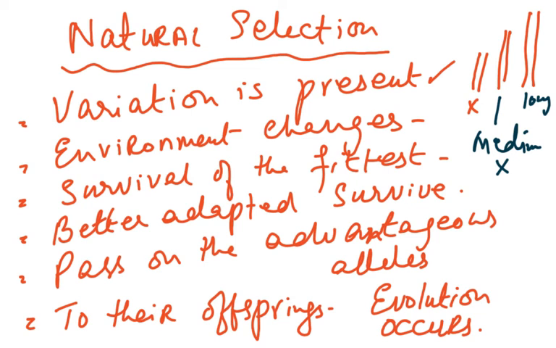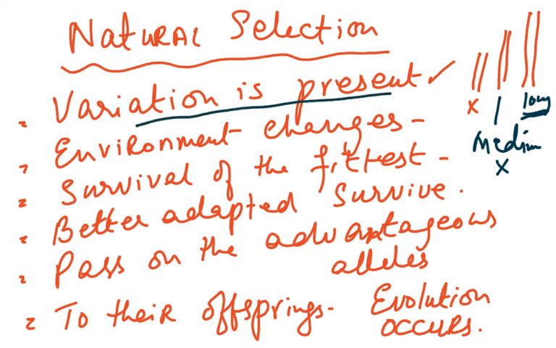So when there were only the long-necked giraffes left, then of course what happened? The long-necked giraffe passed on this advantageous allele of long neck to its offsprings. So now all we have is the long-necked giraffes, and we say evolution has occurred. So once upon a time there were small-necked and medium-necked and long-necked giraffes. So all three were present. Now only the long-necked giraffes are present.